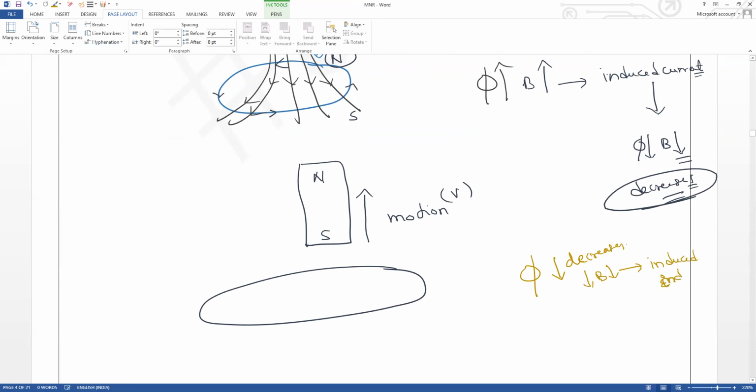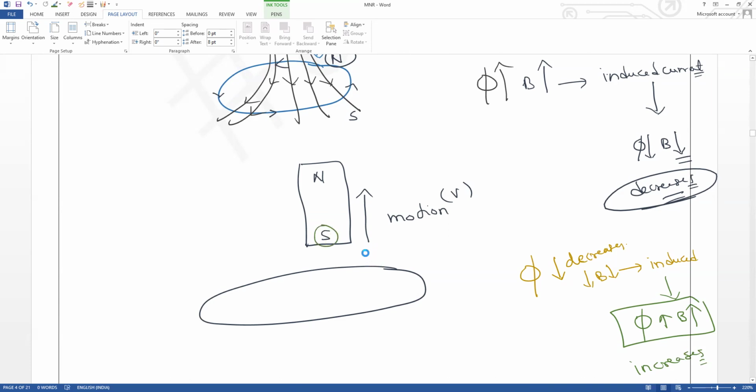Do you all understand now? Induced current. Current is going to be induced. Then the flux is going to increase, and B also increases. Increasing means what, attraction or repulsion? The magnet is going away. Attraction. So who is attracted by the south pole?